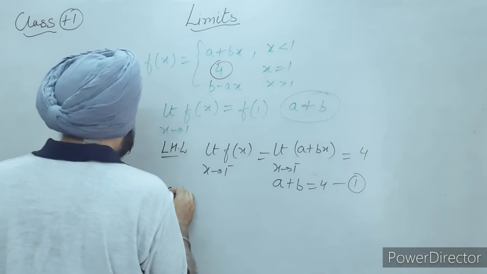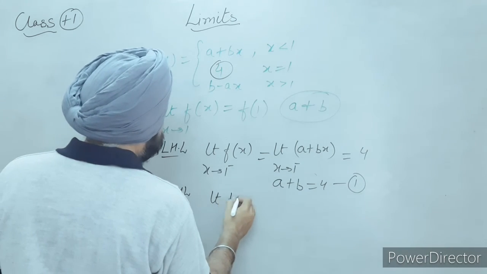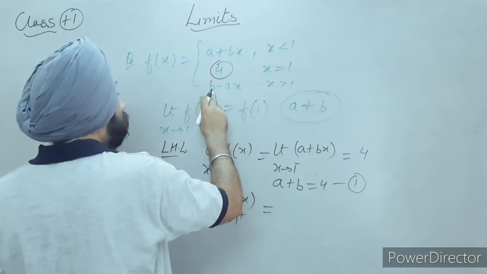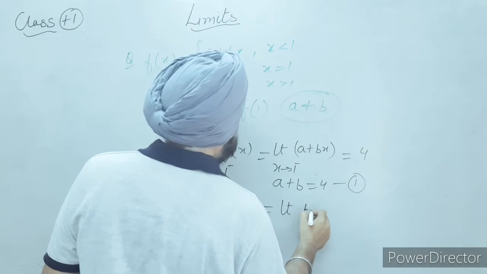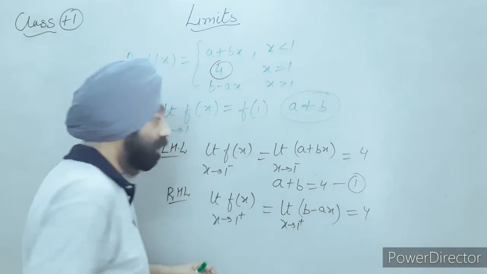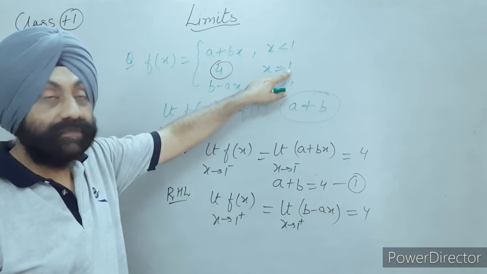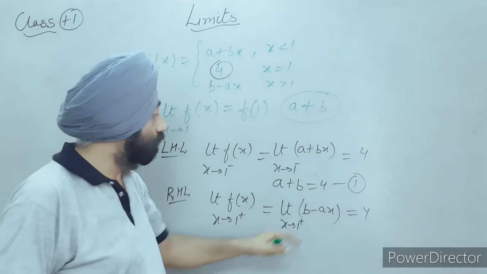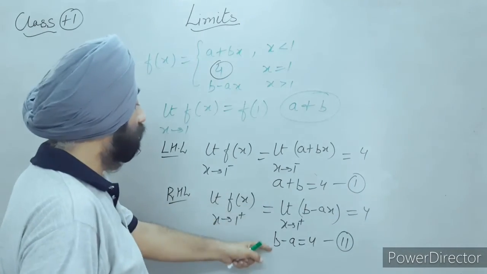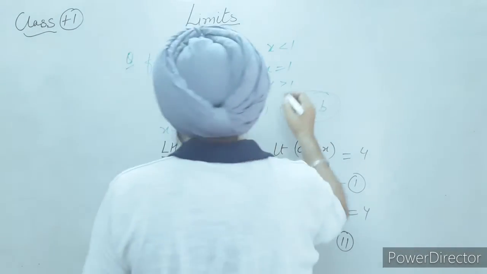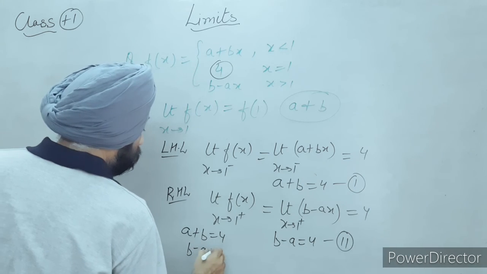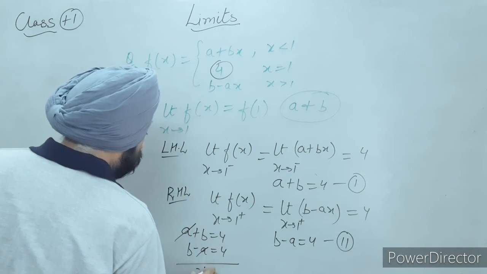Now the right hand limit, that is limit f of x, x approaches 1 plus. Now x is greater than 1, the function has this value, limit b minus ax, x approaches 1 plus. This is again equal to 4, because at x equals 1 the function has a value of 4. So put x equals 1, I get the second equation, b minus a equals 4. This is my second equation. Now just solve these two equations: a plus b equals 4 and b minus a equals 4. Just add. I get 2b equals 8.